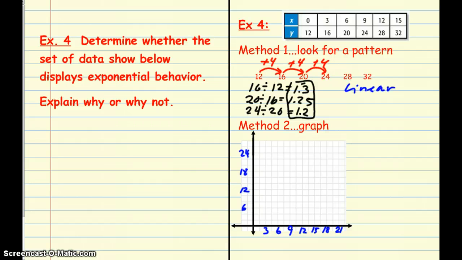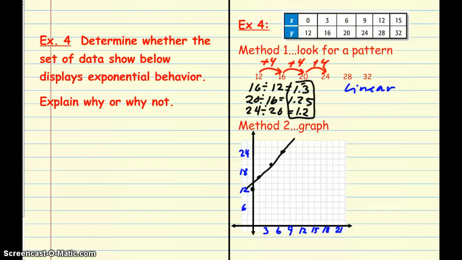So let's check this out by looking at a graph. We're going to graph these coordinate pairs in the table. And so we're going to go from 0 to 12. And I've got 3 up to 16. And I've got 6 up to 20. And 9 up to 24. And if you look closely, these are definitely not swoopy. They are linear. So in this case, by graphing, oh, that's a really bad line, sorry.